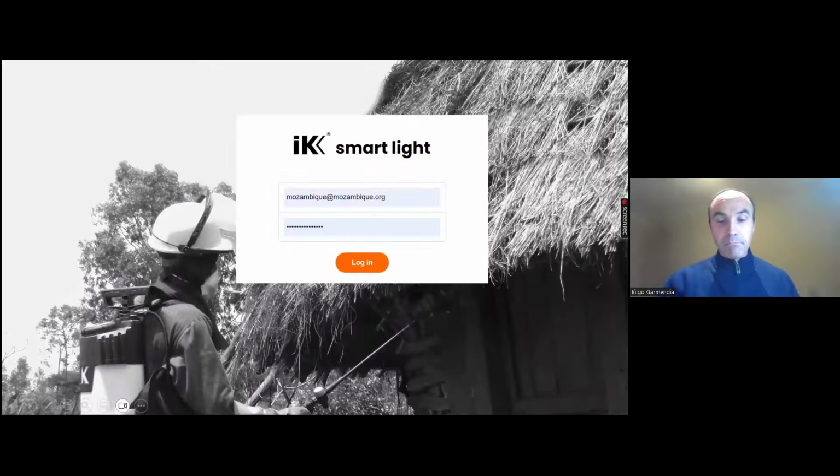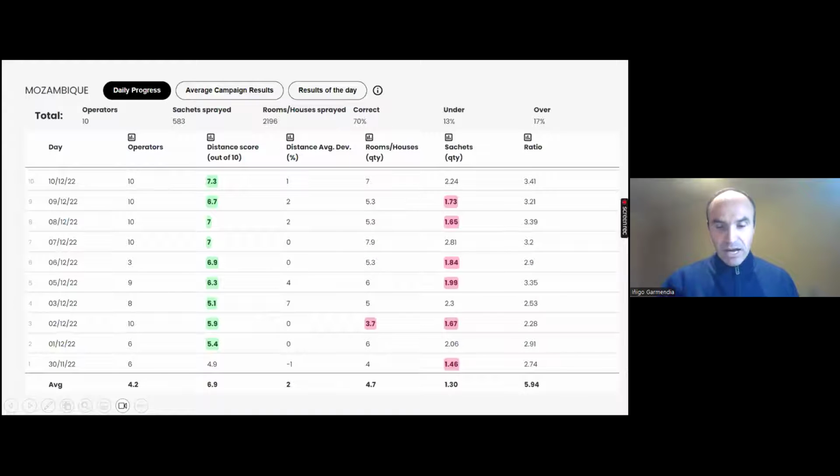Then managers and different supervisor levels can access the digital platform to check the collected information. The dashboard of the platform allows you to check the daily evolution of the main spraying parameters of the whole campaign. Line by line, you can see the result of the whole group day by day.